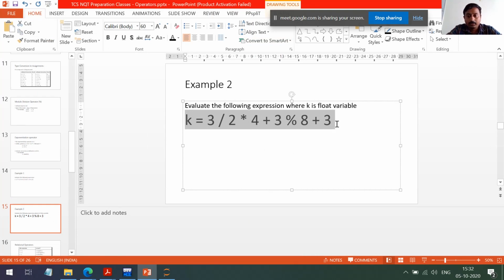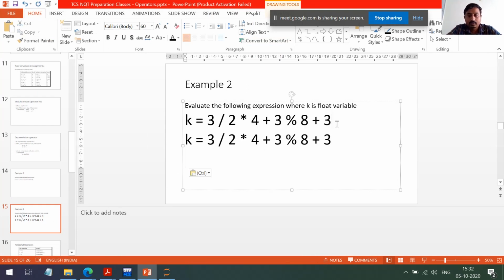Okay, so how to evaluate this? Here division, multiplication and modular division are the highest priority terms, so these are executed first. So 3 divided by 2, it is integer divided by integer, so the result will be an integer. Then we have multiplication, so 1 multiplied by 4 will be 4. Then we have modular division.